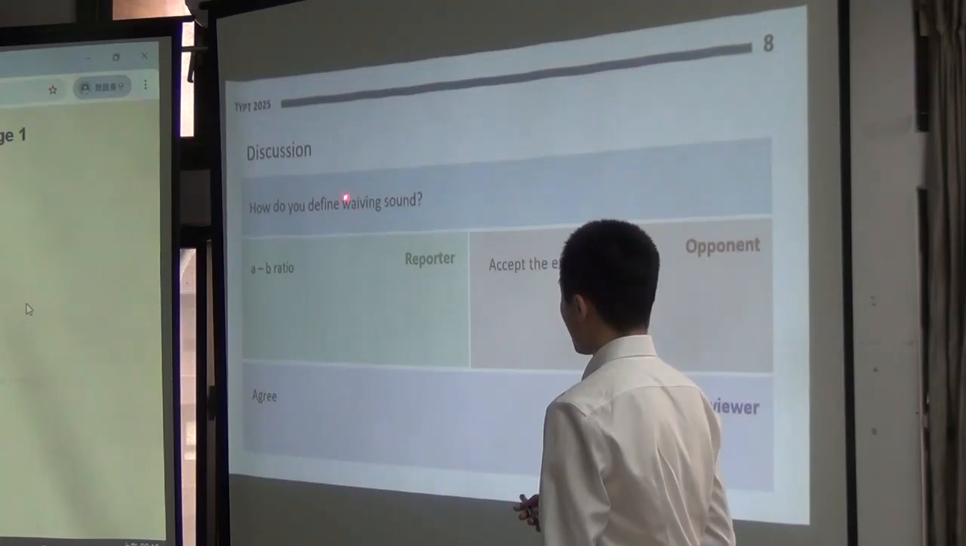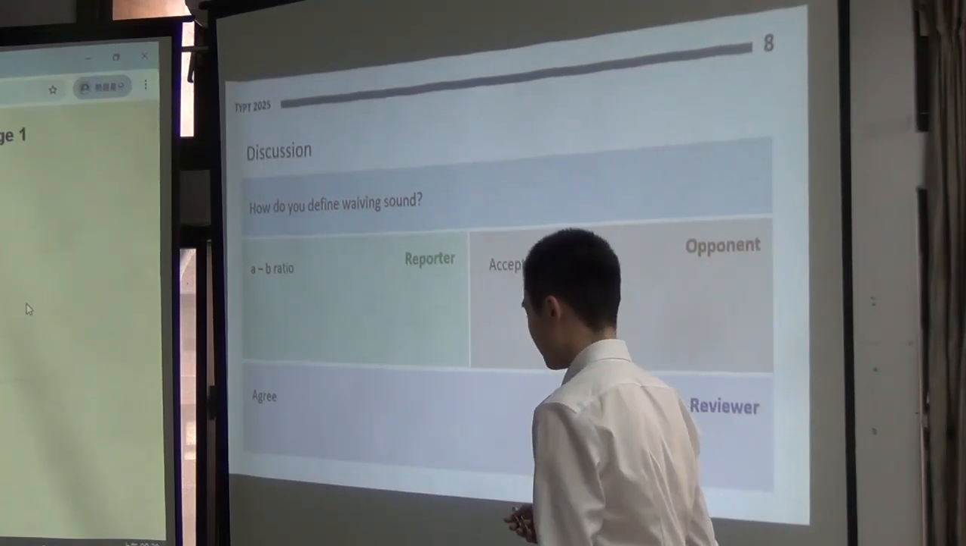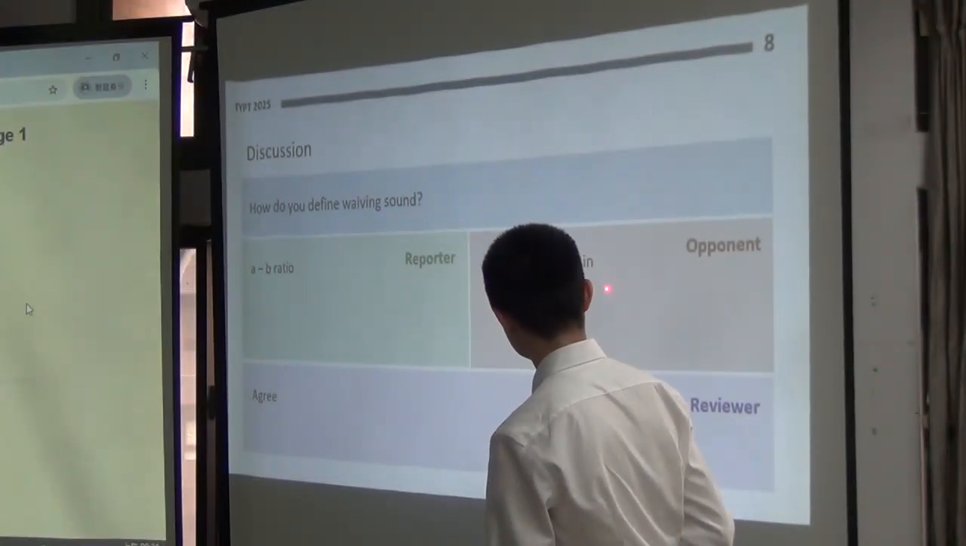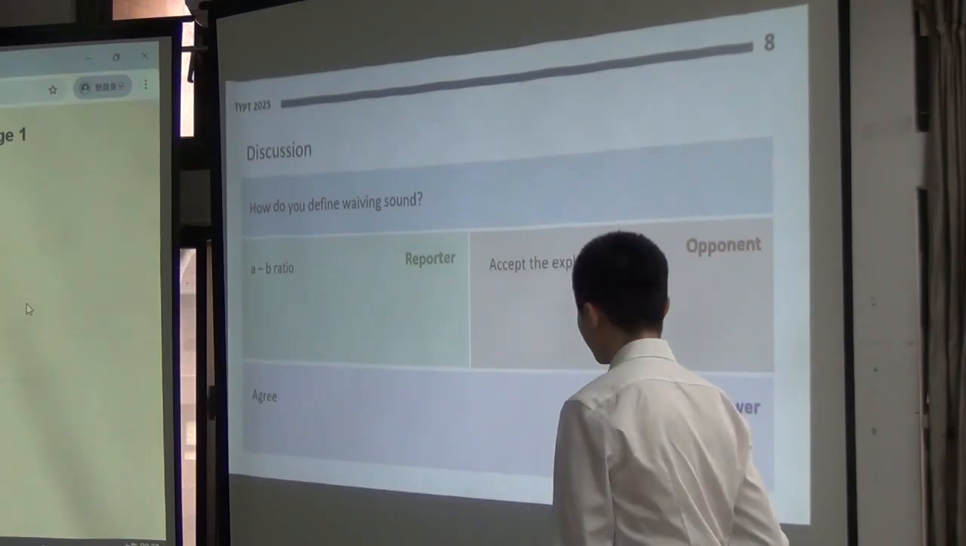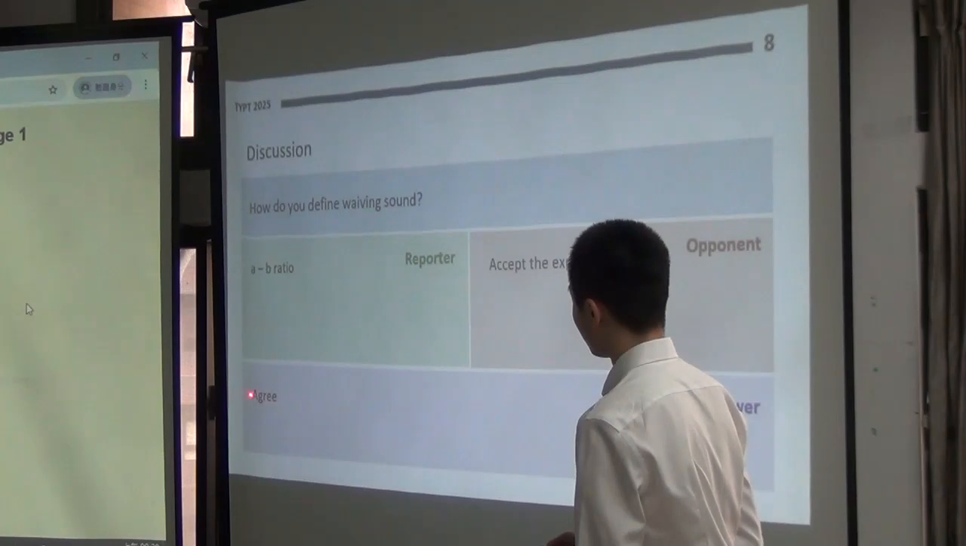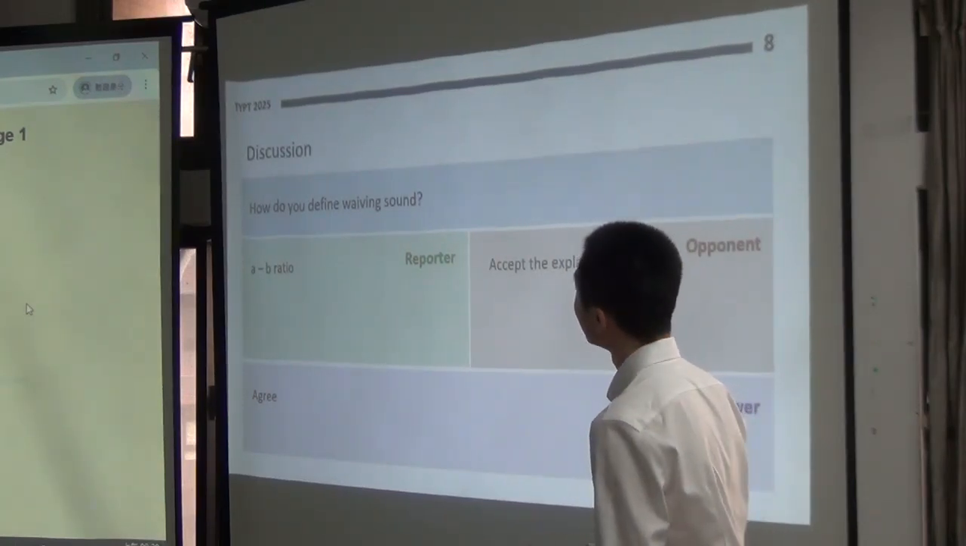And the next question is how did you define a welding sound? The reporter's answer is the AB ratio, and the opponent accepts this. And for the reviewer, I think the AB ratio is a good way to define a welding sound.